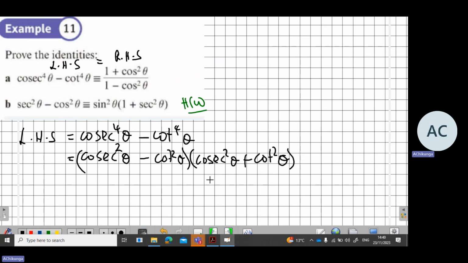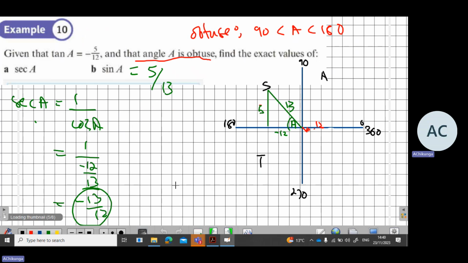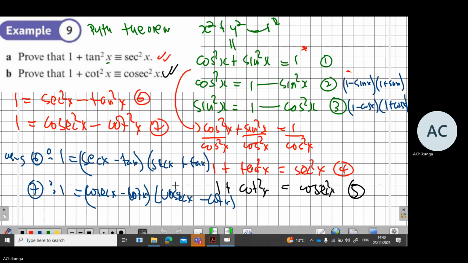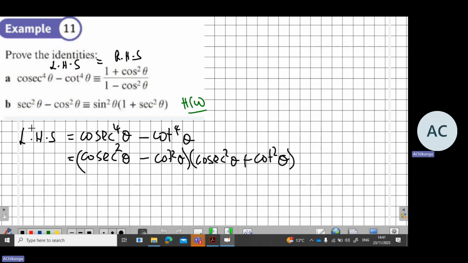You all agree with me, I've done a difference of 2 squares. And if I go back somewhere in the difference of 2 squares, you will see equation 6 and 7 here. Cosec x minus cot squared is also 1. That's where it is coming from. Cosec minus cot is 1. So this equates to 1. And this is cosec squared theta plus cot squared theta.